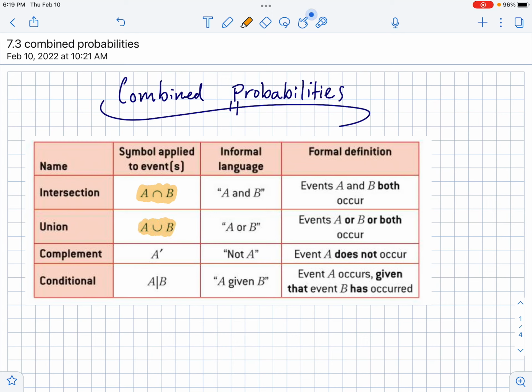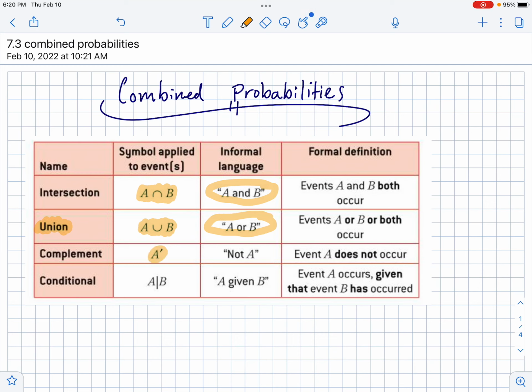The upside down version of the intersection symbol looks like a U, which is nice because I always remember U stands for union. But the upside down U doesn't really stand for that. Doesn't work out very well. But that means A or B. So the intersection is A and B at the same time. The union is A or B. And it can be both. It can be A or B or both at the same time.